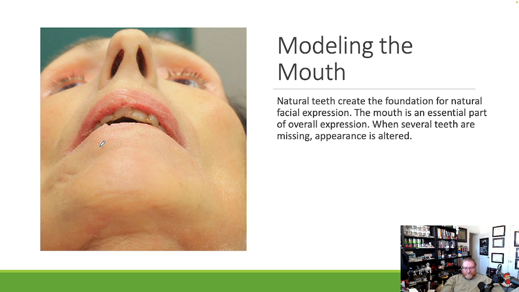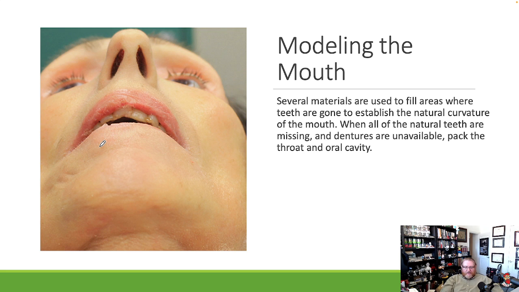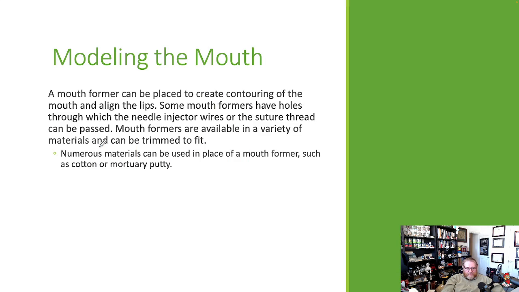Natural teeth create the foundation for natural facial expression. The mouth is an essential part of overall expression. When several teeth are missing, appearance is altered. Several materials are used to fill areas where teeth are gone to establish the natural curvature of the mouth. When all of the natural teeth are missing and dentures are unavailable, pack the throat and oral cavity, and then you're probably going to have to use a mouth former. A mouth former can be placed to create contouring of the mouth and align the lips.